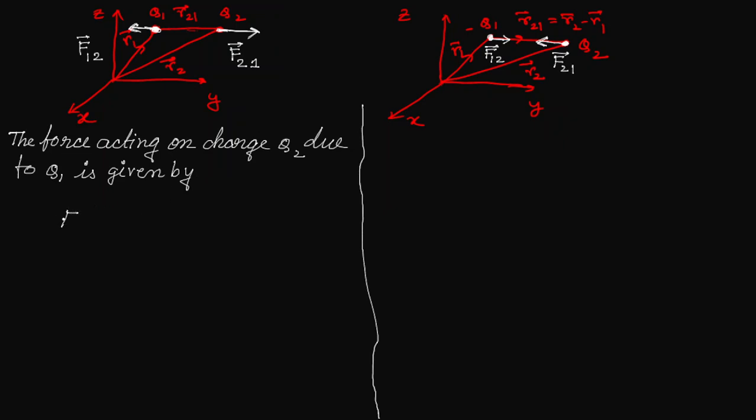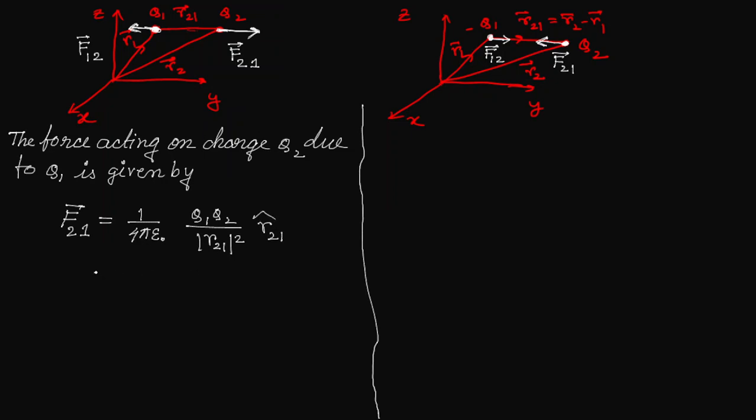I will represent the force on q2 as f21. So f21 is equal to 1 by 4 pi epsilon naught, and then the product of the two charges q1 q2 divided by r21 square. This is the magnitude, and then the direction will be in this direction. So this will be the direction of the r21 vector, so we can write r21 cap.